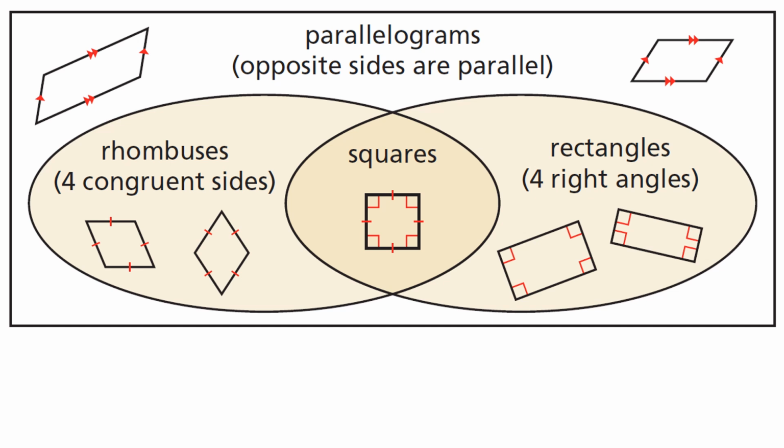And then the marks on the rhombus are for congruent. All four sides have the same mark. They're all congruent. The rectangles, you'll notice that all four angles are marked as right angles. And then, of course, there's the square in the middle, and the square says, look, I've got all the qualities of the rhombus and the rectangles, and of course, the parallelograms.